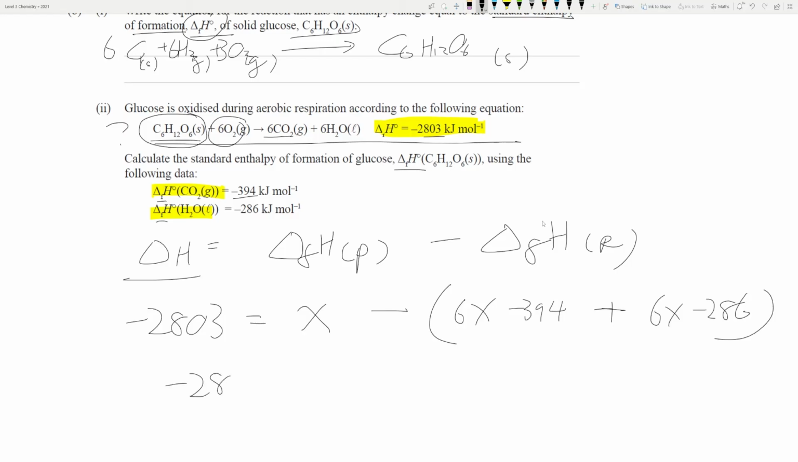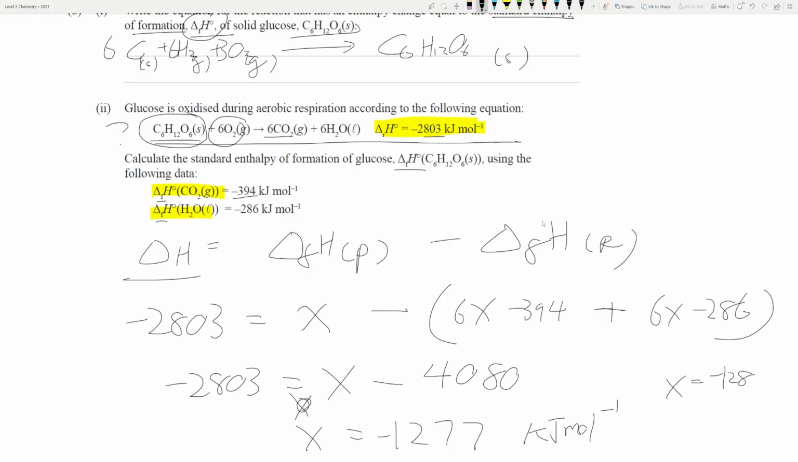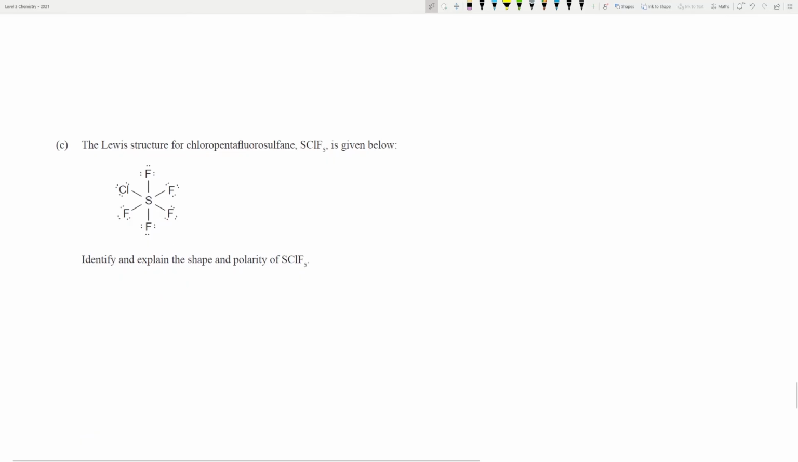So this is going to be negative 2803 equals X minus, so inside the bracket is going to be, bear with me, I'm just doing this on my calculator. This is negative 4080. So X equals negative 1277 kilojoules per mole. And because again we are obsessed with 3 significant figures, this is negative 1280 kilojoules per mole. Voila, done. So just remember, when you see enthalpy of formation, add up the products minus reactants. That gives you the enthalpy change.